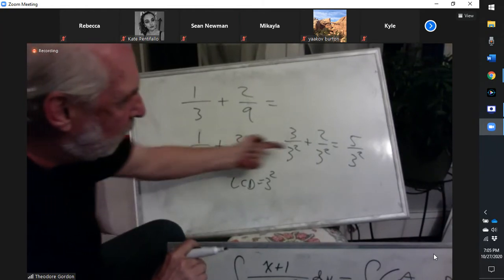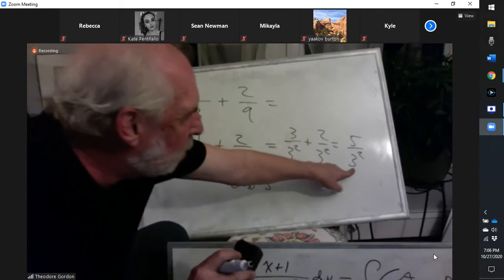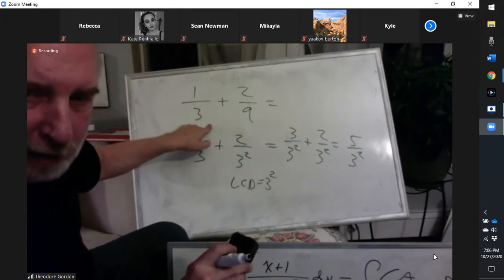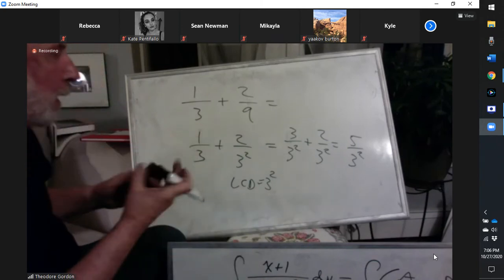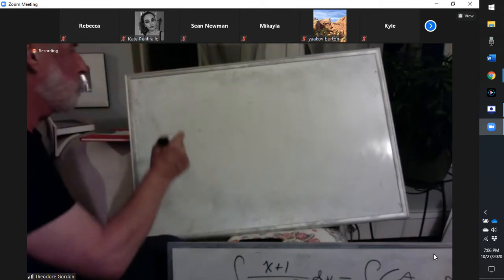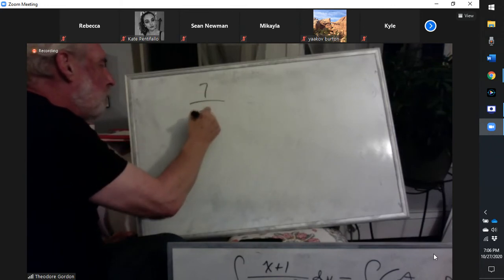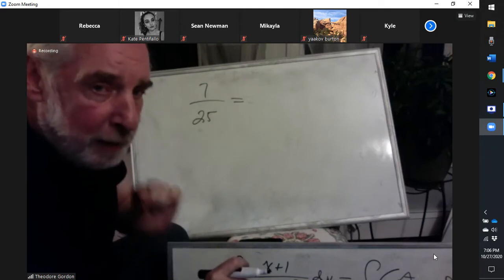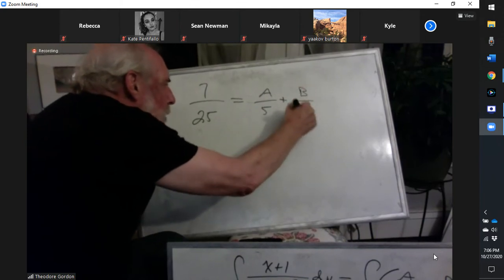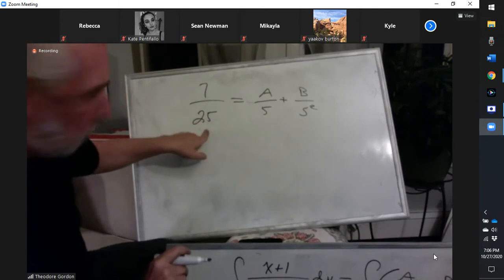So in this direction, we did partial fraction composition. If we started with this fraction and went this way, we can see that our fraction breaks up into 2 different fractions over here. So that's what's happening. If we have a fraction like 7 over 25, we can see that I could break that fraction down into a over 5 plus b over 5 squared. The common denominator of these 2 fractions is 25.